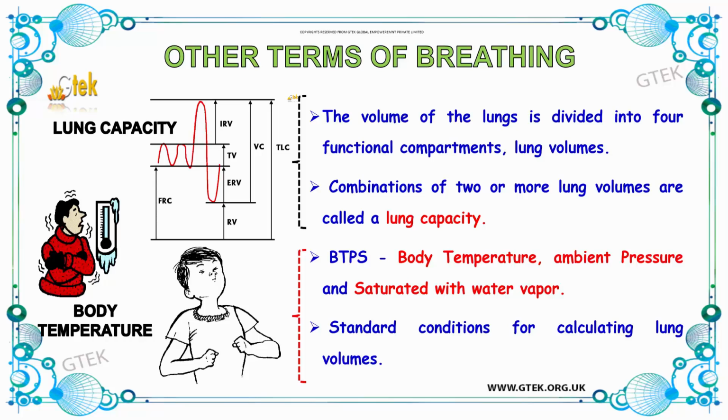Now we are going to see the other terms of breathing. The volume of the lungs is divided into 4 functional compartments, that is lung volumes. Combination of 2 or more lung volumes are called lung capacity. BTPS is body temperature, ambient pressure and saturated with water vapor. You can see the lung capacity over here. The body temperature is measured here. A standard condition for calculating lung volumes.